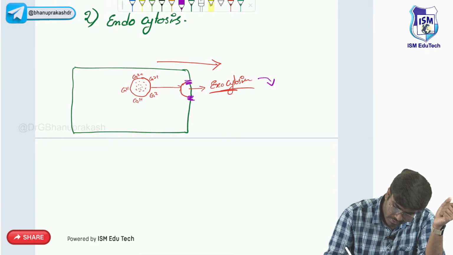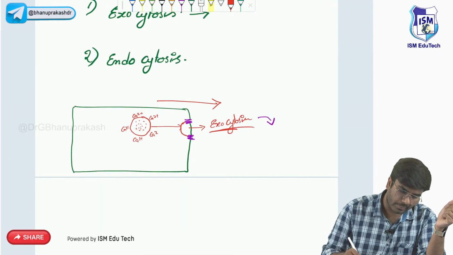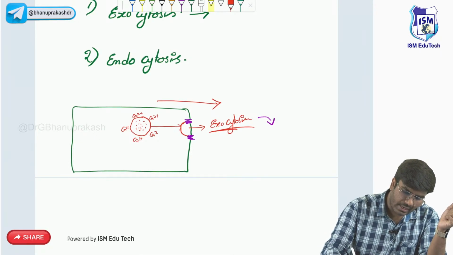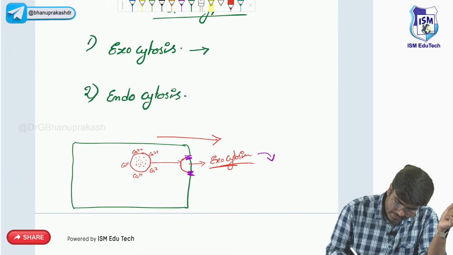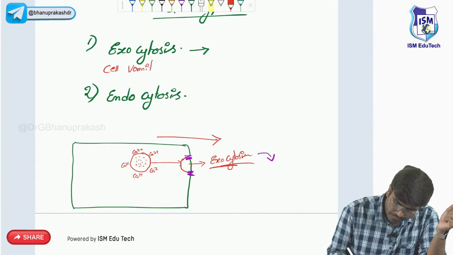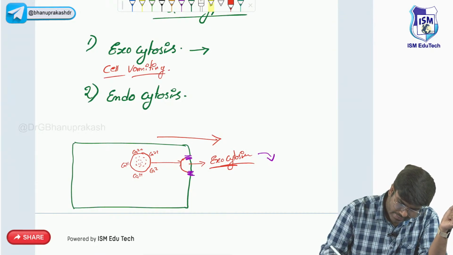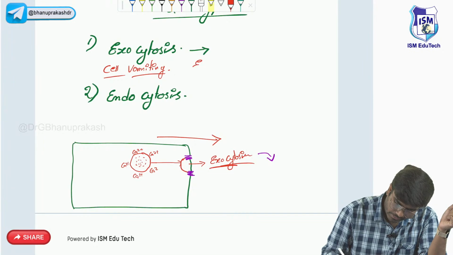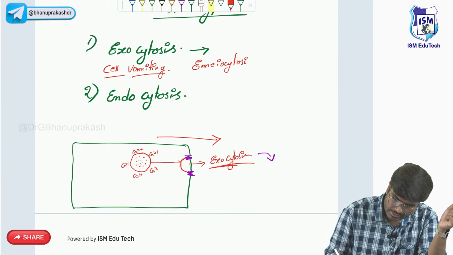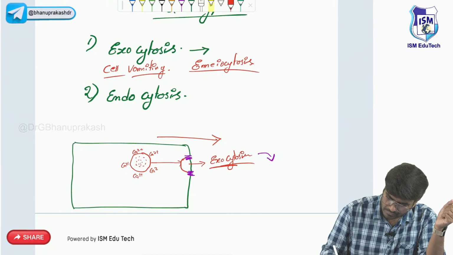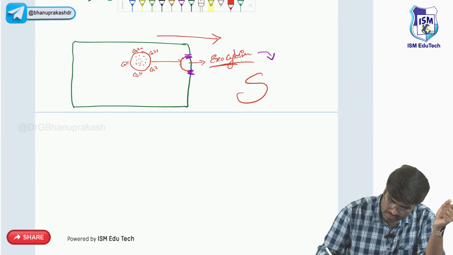Yes, exocytosis is called cell vomiting. Excellent. Okay, there is one more name if you can tell me. Exocytosis is also called cell vomiting. The cell is vomiting out, spitting out. It's also called emiocytosis, E-M-E-I-O. Now the proteins which are required for exocytosis are called, MCQ, SNARE proteins.